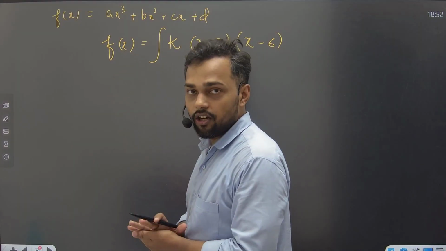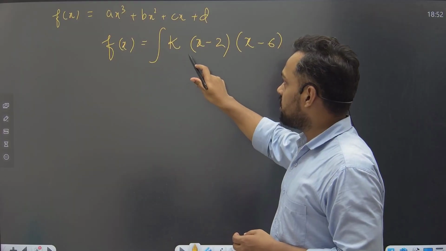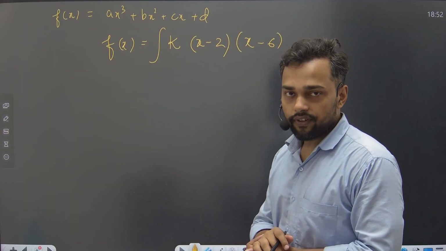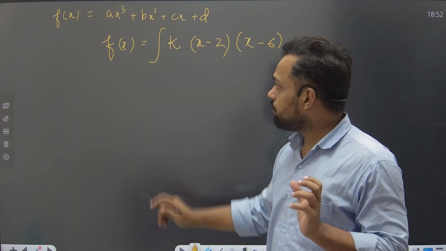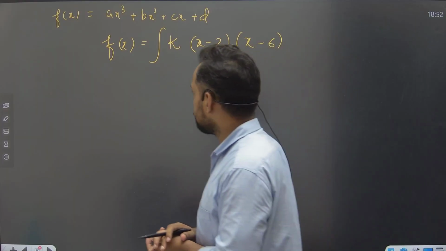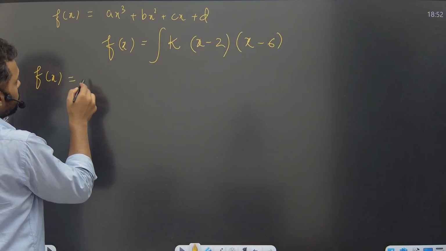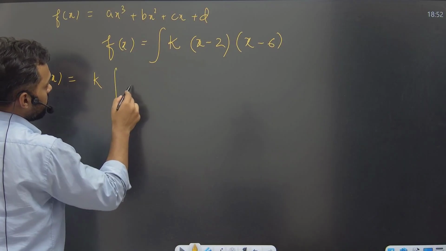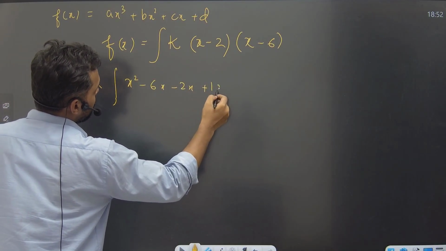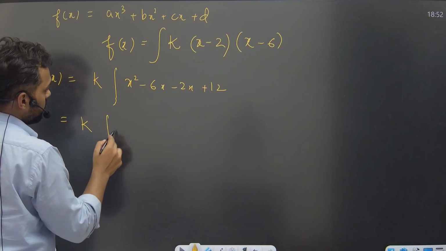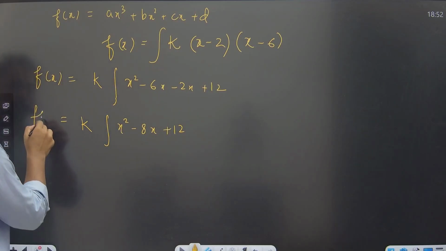This will be the function f prime x, directly k into x minus 2 times x minus 6. Since we need the original function f(x), we need to integrate this part. So what values will we get here, student? I am solving here. f(x) is equal to k times the integration of x square minus 6x minus 2x plus 12. So what will we get? Integration of x square minus 8x plus 12. This is our f prime x, student.